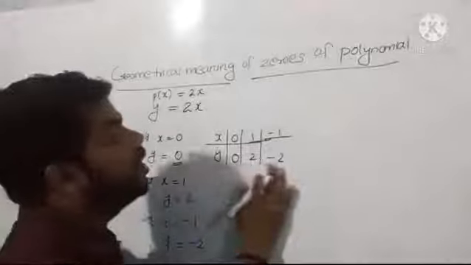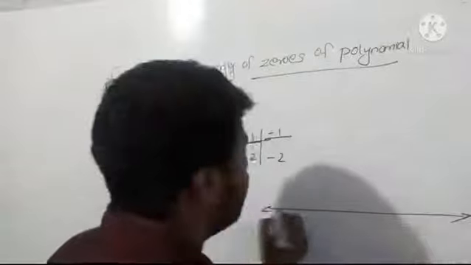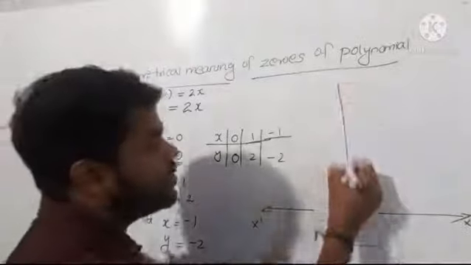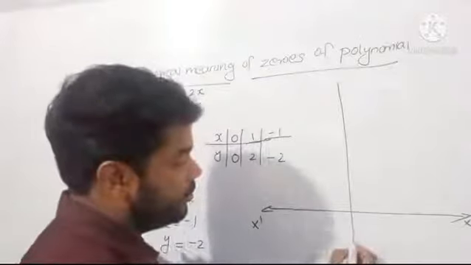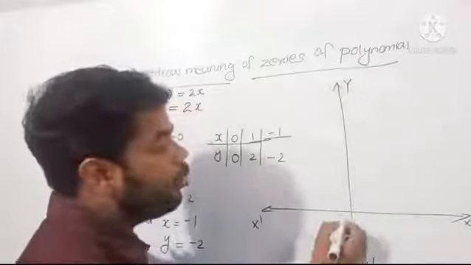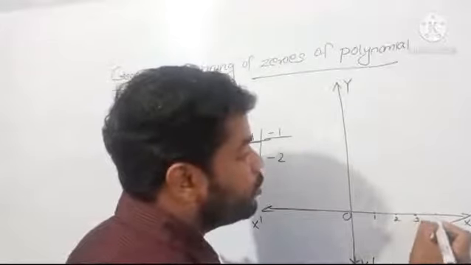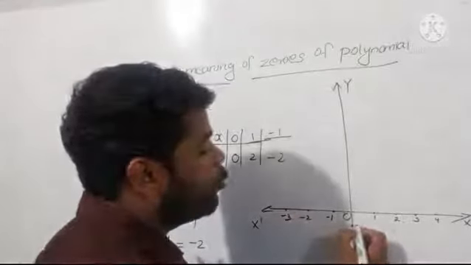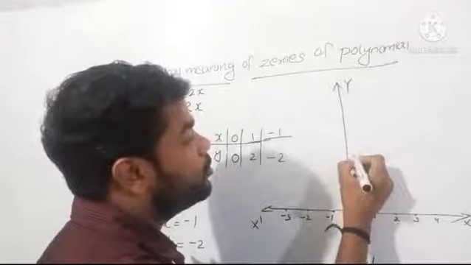Then by looking at these values, we can plot the graph. First we draw the horizontal axis, which we call the x-axis, x dash, and the vertical axis, y, y dash, intersecting at the point origin. On the right side of 0 are positive numbers 1, 2, 3, 4. On the left side of 0 are negative numbers, negative 1, negative 2, negative 3. Downward are negative 1, negative 2, and upward are 1, 2, 3, 4.